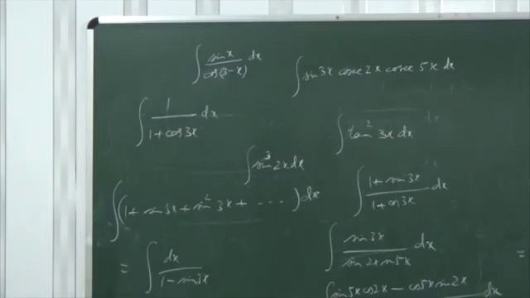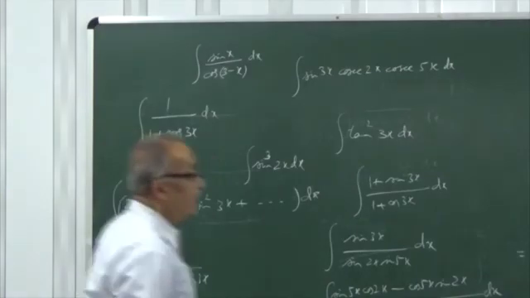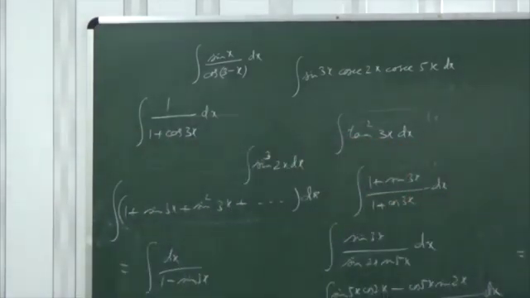Same idea once again. Yes? Any hint? Any suggestions? Sin of 3 minus x plus 3. Write the numerator as minus of sin of 3 minus x. You can avoid that occurrence of minus sign.